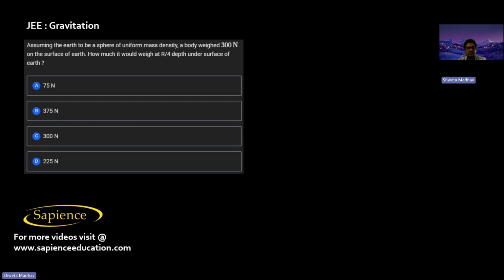So here it is told, assuming the Earth to be a sphere of uniform mass density, a body weighing 300 Newton on the surface of the Earth, how much would it weigh at R by 4 depth under the surface of the Earth? The Earth is a sphere of uniform density, and the body weighs 300 Newton on the surface of the Earth. So 300 is equal to m into g, g on the surface of the Earth.